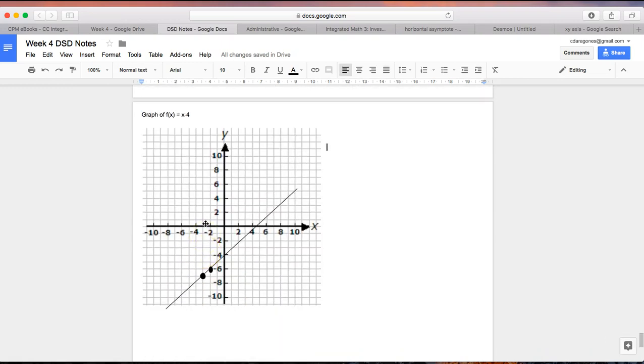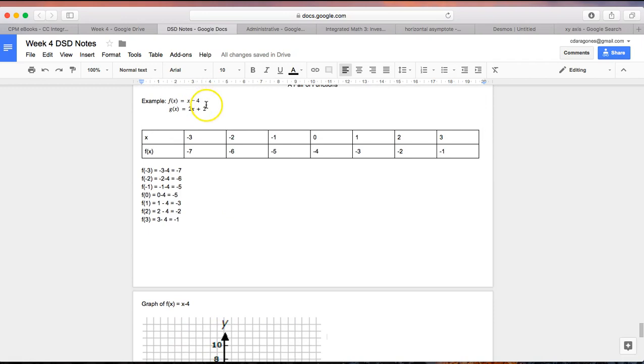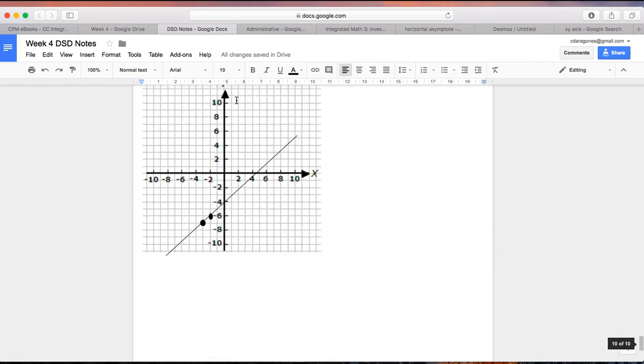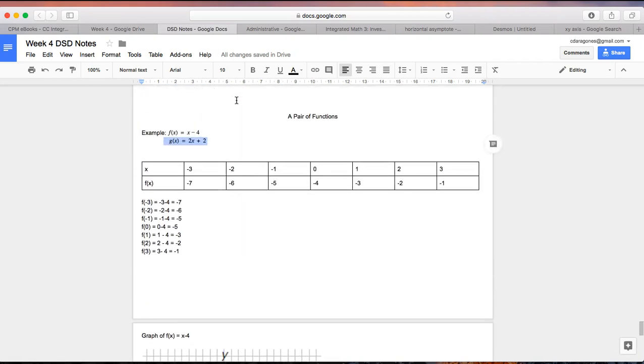So you will do the same thing with both graphs. So I graphed f of x. I'm now going to go ahead and graph g of x. So you can do the same thing. If you know how to graph a linear function, just go ahead and graph it how you know. If you know stuff like y-intercept and slope, you can use that. If you don't, your best bet is to make a table of values.